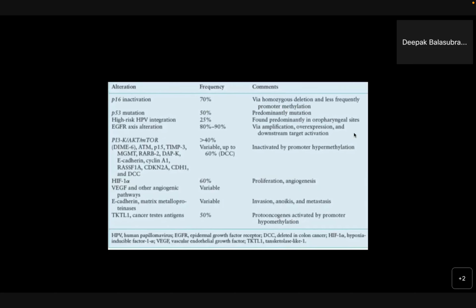If you look at the genetic changes that we have in head and neck cancers, P16 inactivation is seen in about 70%. P53 is in about 50%. HPV integration is in 25%; we'll come to HPV a bit later. The PI3K AKT mTOR pathway is in more than 40%. VEGF and other pathways, along with cadherin and matrix metalloproteinases, are variable, and these have different functions on the tumor.